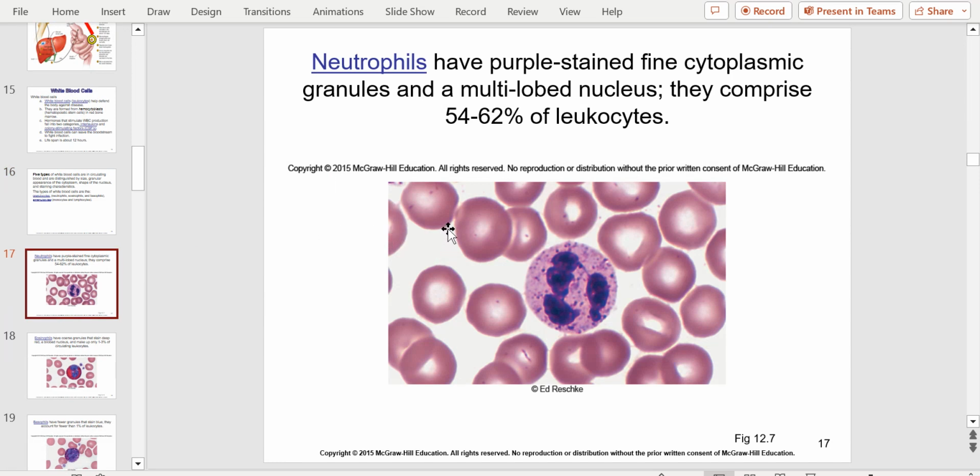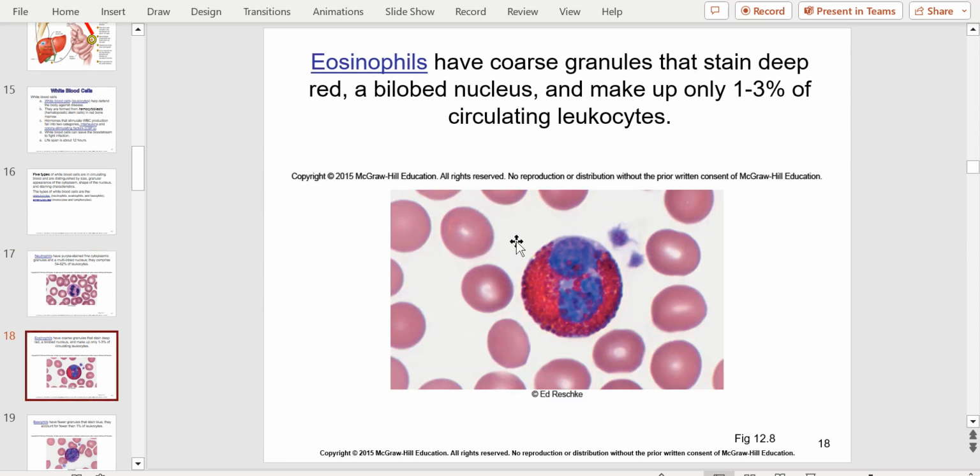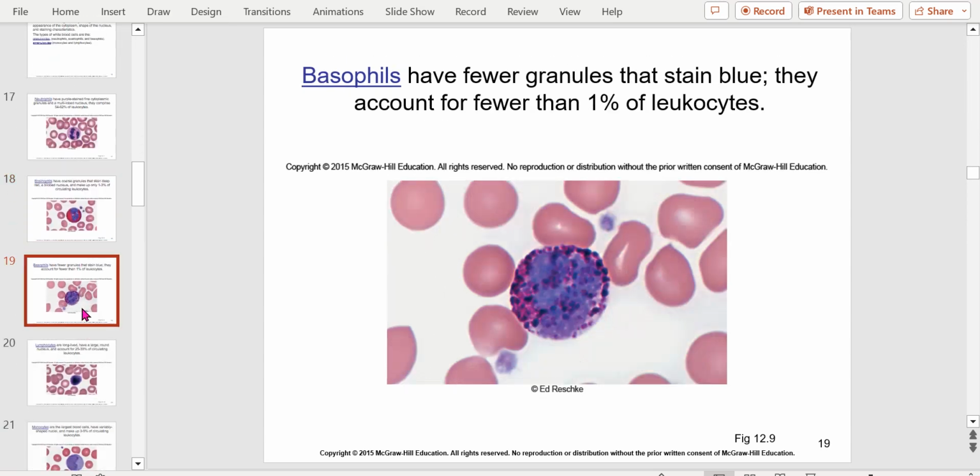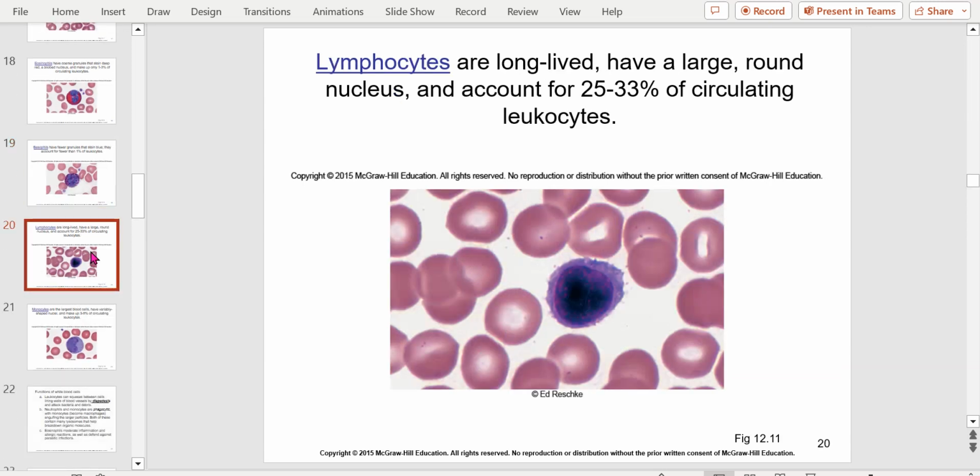Neutrophils have a purple-stained fine cytoplasmic granule and a multi-lobed nucleus. They comprise about 60% of all leukocytes. These guys are first to respond. Eosinophils have a coarser granule that stains a deep red. A bilobed nucleus makes up about 1 to 3% of the circulating leukocytes. Basophils have fewer granules that stain blue. They account for less than 1%.